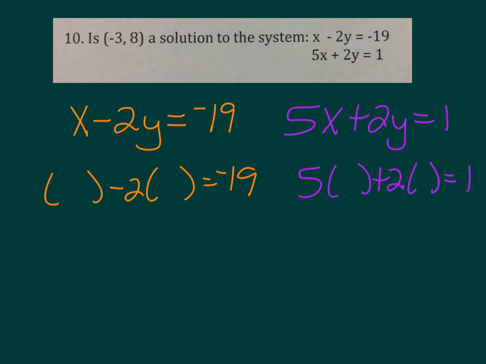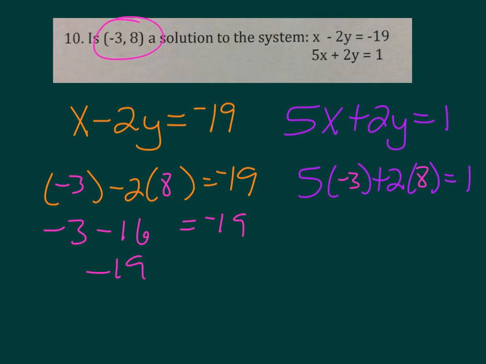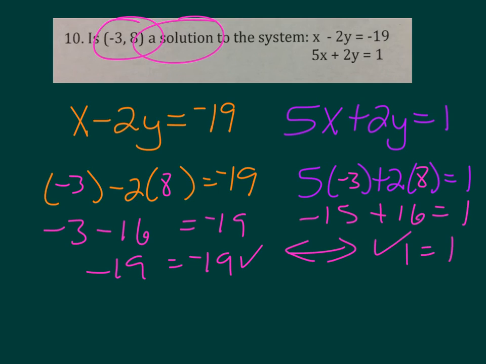On this one, I think this is one of the easiest ones. Remember, when you are checking to see if a point is a solution, the only thing you have to do is plug it in. So taking this point, I'm going to plug in -3 for x, 8 for y. So -3 minus 16 is -19. And you know what? It works for this equation. This is -15 plus 16 equals 1. Therefore, that also checks out. And because it satisfies both equations, it is a solution.